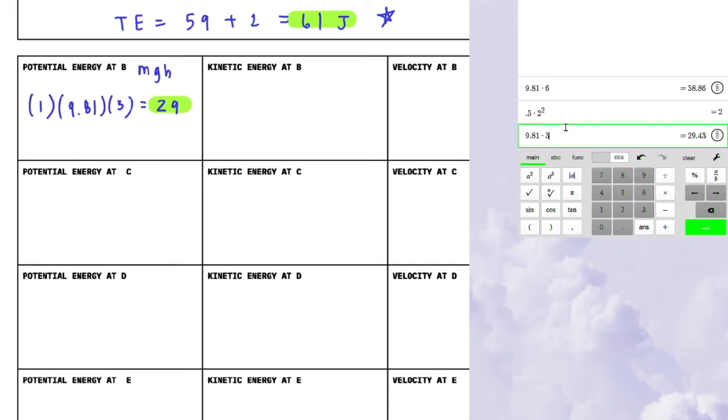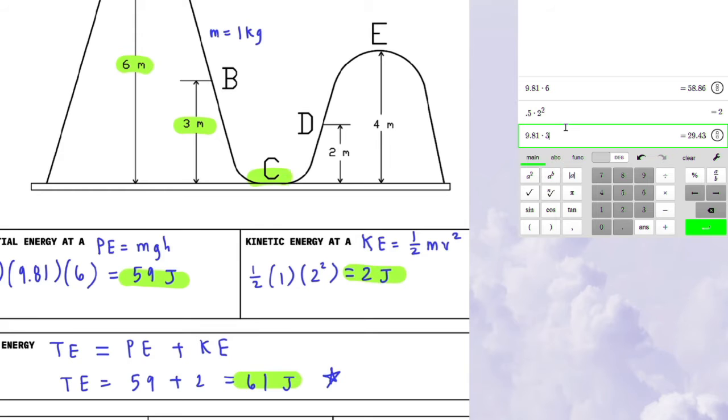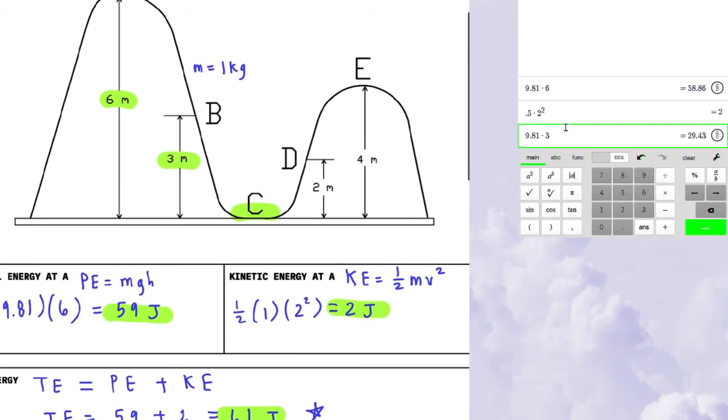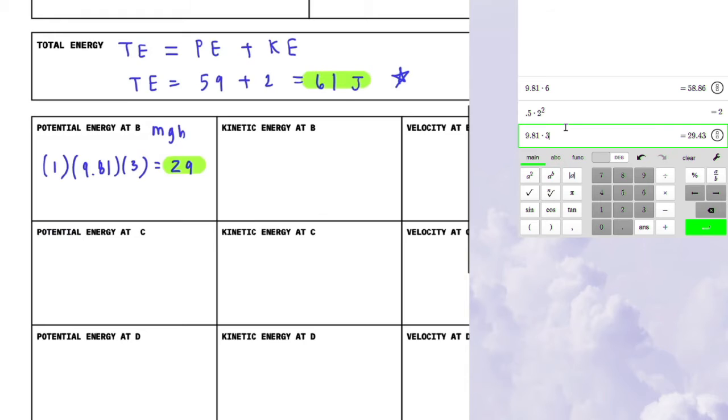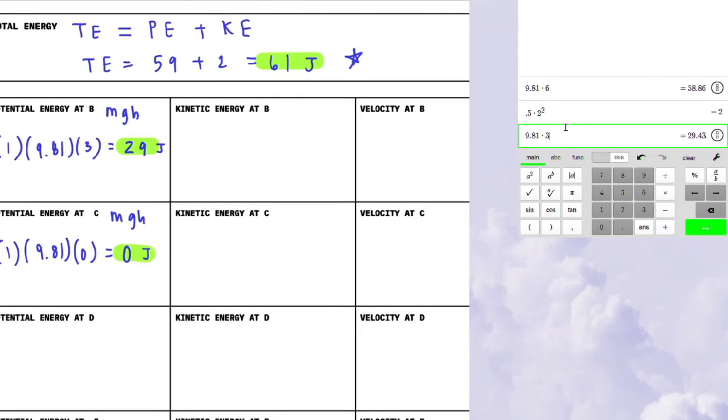So potential energy at point C. Super easy. The height is 0, and so we're not going to have any potential energy at point C. So the mass is 1 times 9.81 times 0 is just going to be 0. And let me put the units there. 0 joules. Okay, so now let's look at the kinetic energy.